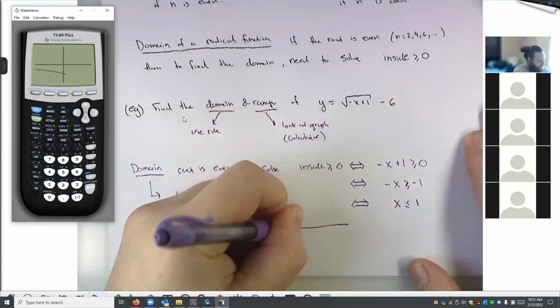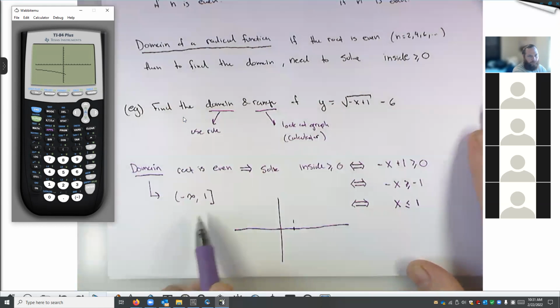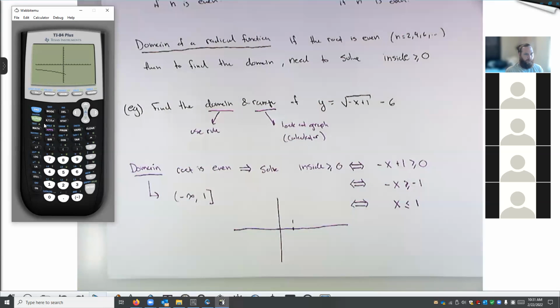I know 1 is an important x value because that's where my domain stops, right? We go from -infinity up to 1. We can take a look at a table. And what we see is when x is bigger than 1, we're getting errors because these numbers are not in the domain. When x is exactly equal to 1, y is -6.